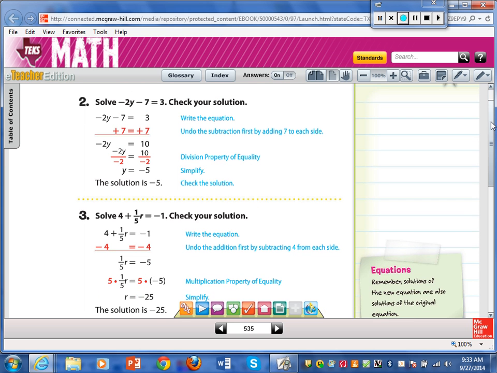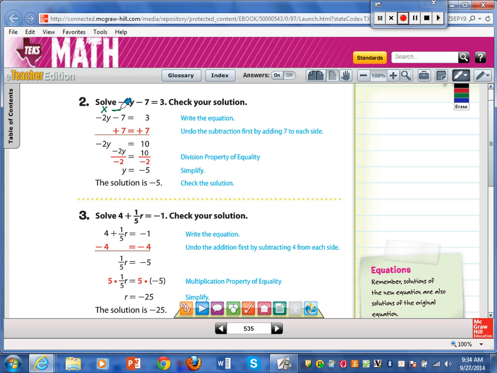Example number 2. Okay, no problem here. Now we see that the coefficient of y here is -2. I'm going to go ahead and go in green on this one. Solve -2y minus 7 equals 3. Check your solution. Okay, so the first thing you're going to do is rewrite your equation. Then you have to analyze what you're looking at and identify your variable. Okay, my variable is over here. Yes, now they're multiplying it times -2, and this is multiplication right there. This is multiplication, and here you've got subtraction.